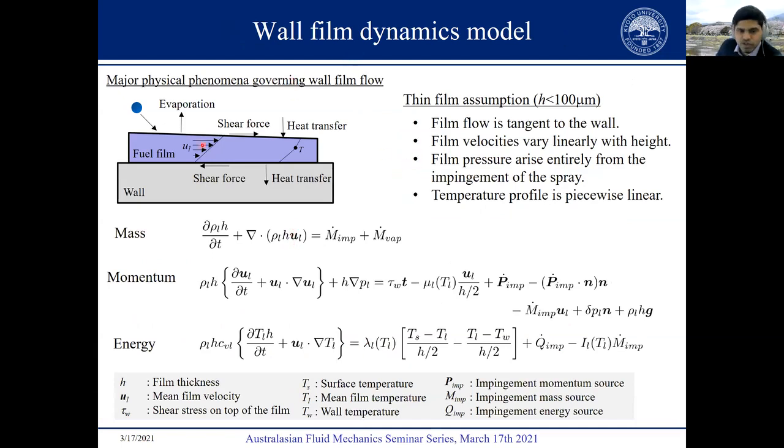In this model, we use something called a thin film assumption. This assumption is valid as long as your film thickness does not exceed 100 microns. So these are the assumptions: the liquid flow inside the film is laminar, and the liquid velocities inside the film are tangential to the wall surface. We also assume that the velocity profile inside the film varies linearly with height above the wall. Then we assume that the film pressure arises entirely from the impingement of the spray, and the temperature profile within this thin film is assumed to be piecewise linear. With these assumptions, we solve the mass, momentum, and energy conservation equations of the film. These equations are coupled to the computations of the gas phase as well as the wall.